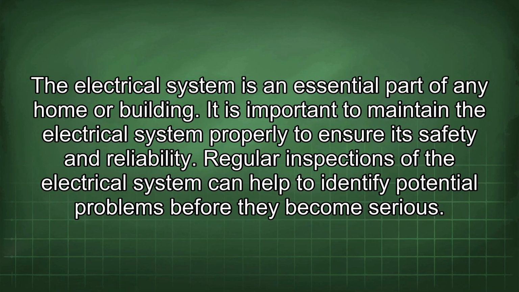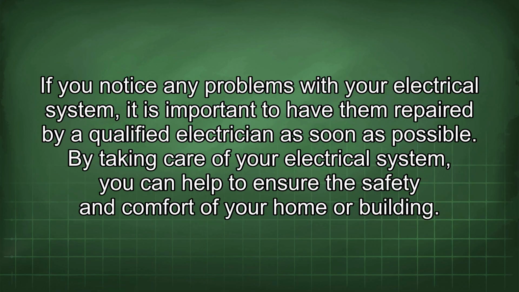The electrical system is an essential part of any home or building. It is important to maintain the electrical system properly to ensure its safety and reliability. Regular inspections of the electrical system can help to identify potential problems before they become serious. If you notice any problems with your electrical system, it is important to have them repaired by a qualified electrician as soon as possible. By taking care of your electrical system, you can help to ensure the safety and comfort of your home or building.